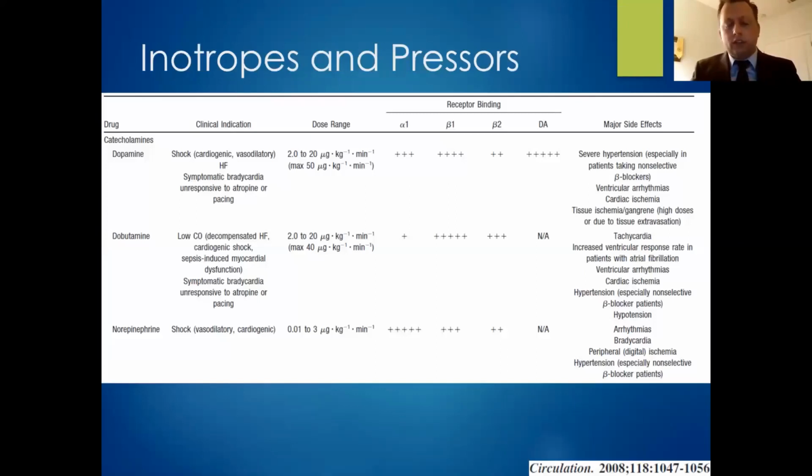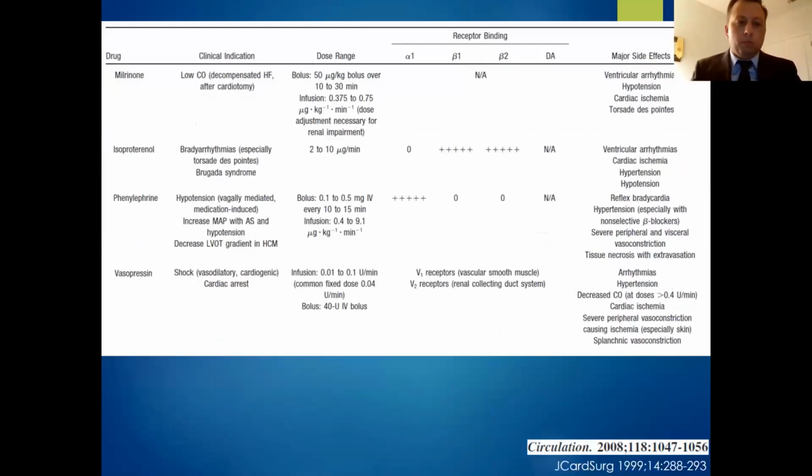Just to touch on inotropes and pressors, I could probably give a full 60-minute lecture on inotropes and pressors itself. You do want to know each of the inotropes and pressors you're going to be using, the benefits and major side effects of each of them. Everyone has their own preferences in terms of inotropes and pressors. Most commonly, dopamine, dobutamine, norepi, as well as milrinone and vasopressin, as well as epi, which I don't have here on this list, are the most common to be used in cardiology.